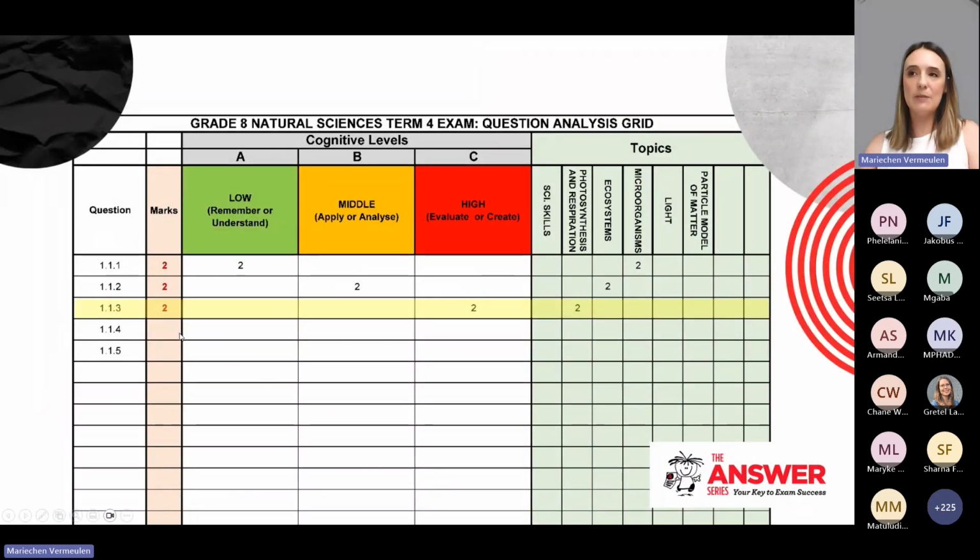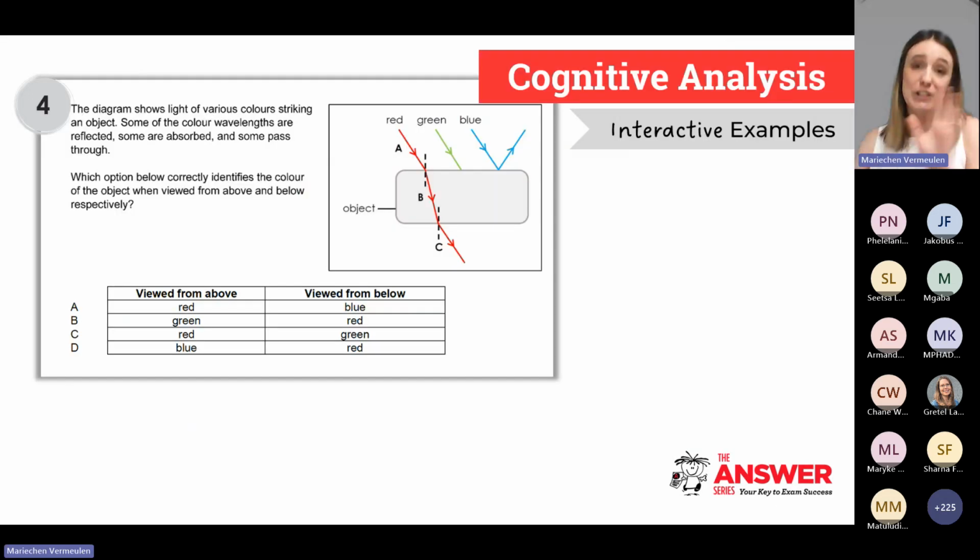And again, the same rationale applies to the cognitive analysis grid question 1.1.3, 2 marks under the total mark allocation, 2 marks under high, and 2 marks under the topic in question, photosynthesis and respiration. Okay, going to look at 2 more multiple choice questions because now I want to try starting to confuse you.